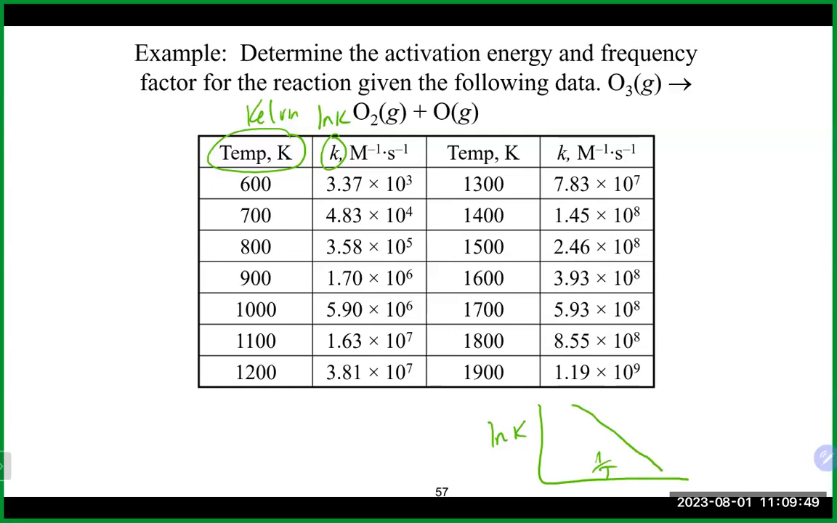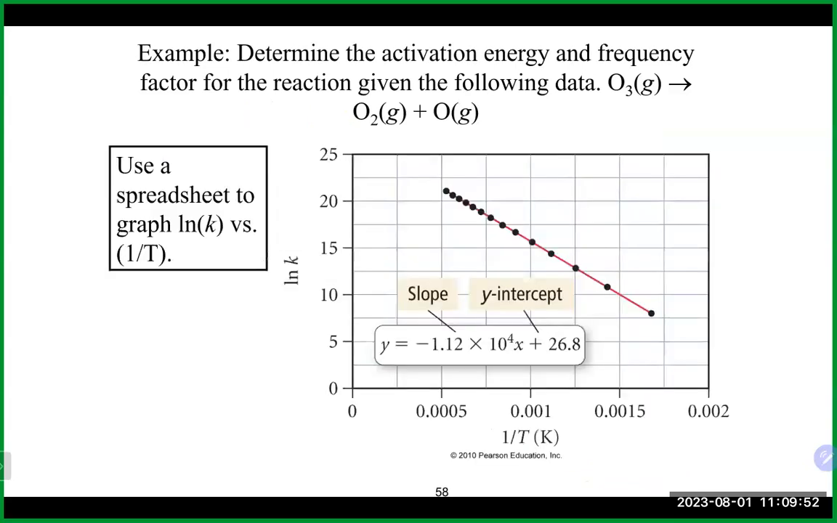So if we did that to all the information in this chart for this reaction, we end up with a graph that looks something like this. You would go to something like Excel, punch in the numbers, have it do a best fit line and linear regression, and it will give you this. From this information, we can use our Arrhenius equation to figure out certain things. The slope of the line is equal to minus Ea over R. The y-intercept equals the natural log of A, so natural log of A is equal to b, basically.